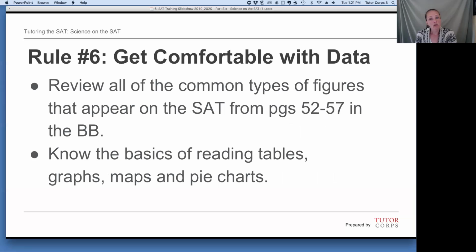The next rule requires students to sit down and get comfortable with the different and common types of figures they may encounter on the SAT. And the Black Book has a great summary of these, pages 52 to 57. Feel free to pause this video and take a look. Students should at least know the basics of how to read tables, graphs, maps, and pie charts so they're not thrown off by anything they might encounter on test day. It's also helpful to look through all of the practice tests and understand how these types of questions appear on the test themselves in each section.